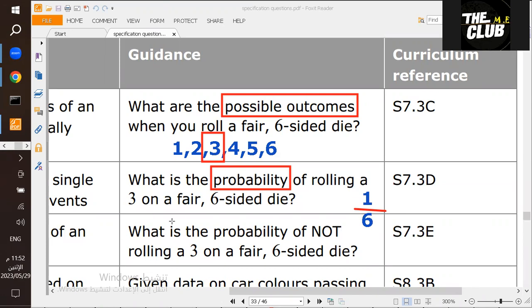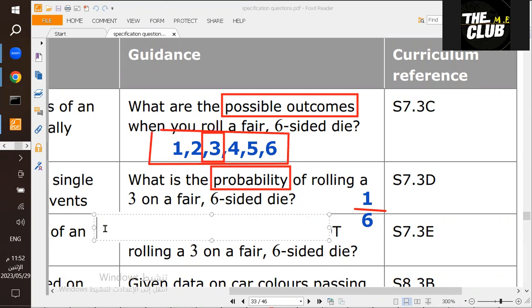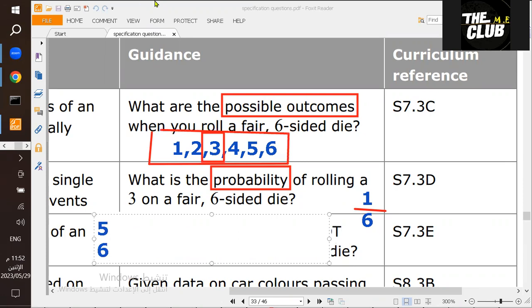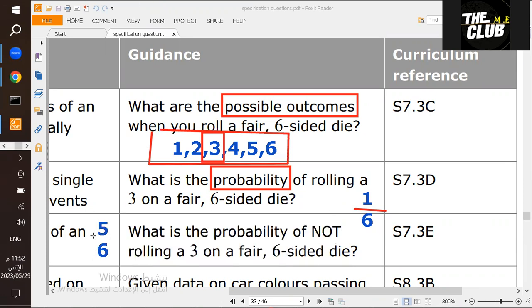And then the next one, what's the probability of not rolling a 3? That means the probability that another number comes up other than 3. Let's take a look. How many numbers are not 3? I'll have 5 numbers, so the probability of not getting a 3 will be 5 over 6. That's the idea of this question. So focus on how to get outcomes, possible outcomes, how to get probabilities and the non-probabilities. Why? Because we have to know the difference between them and how to get them.